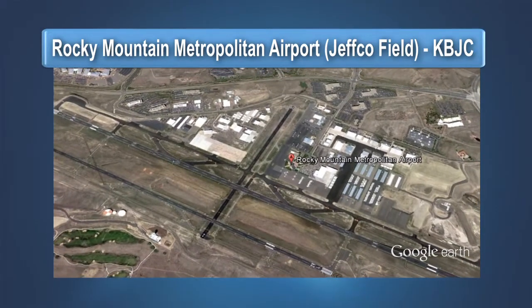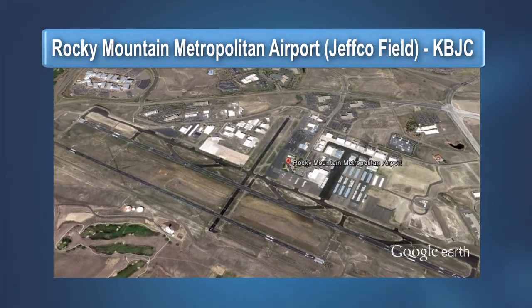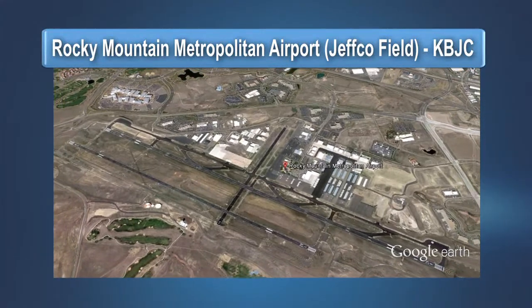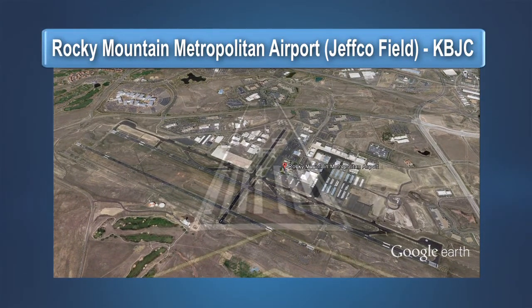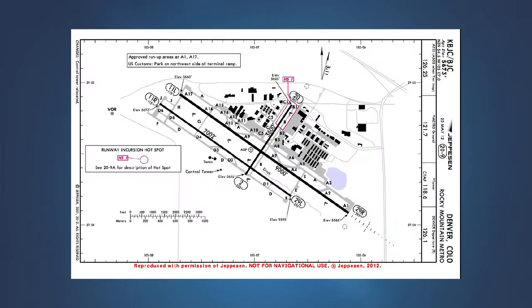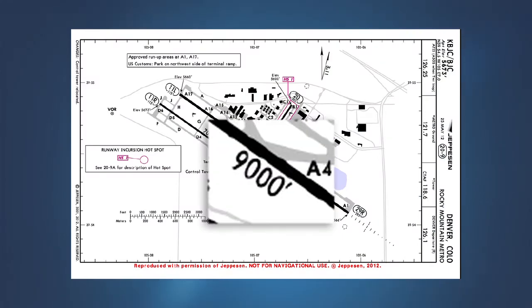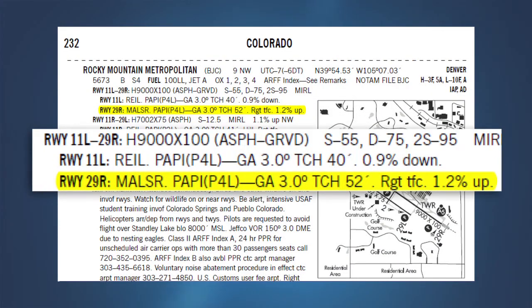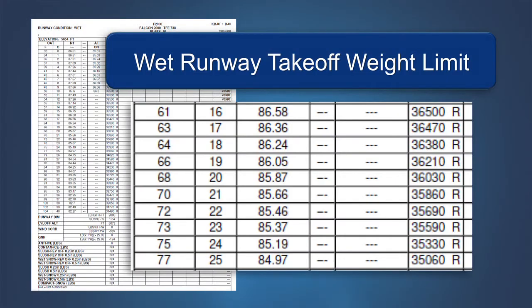Rocky Mountain Regional Airport, better known by most as JEFCO, presents an interesting wet runway example for some turbojet airplane types. Runway 11 left, 29 right is the primary runway used by jet airplanes. Runway 29 right is 9,000 feet in length. The runway also has an upslope of 1.2%. A check of a takeoff analysis for one particular business jet type finds that the takeoff weight limit on a wet runway at 20 degrees Celsius appears to be 36,030 pounds.